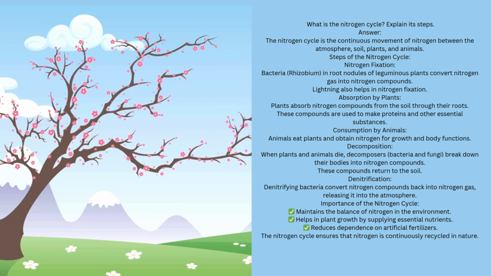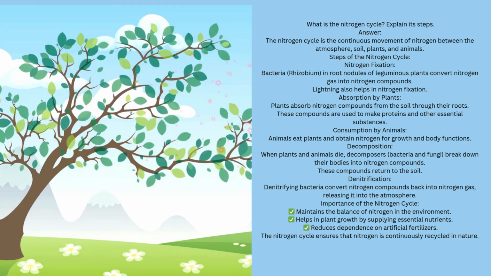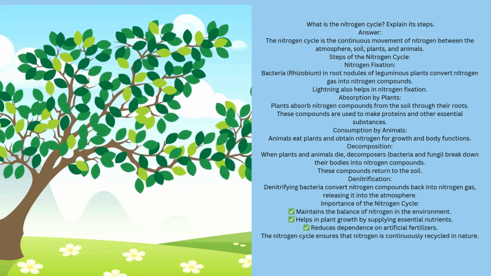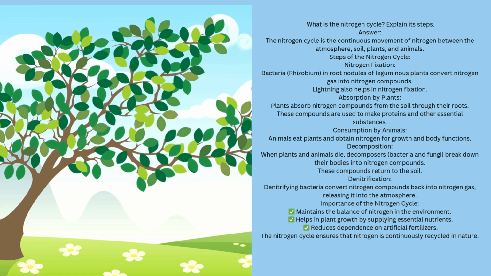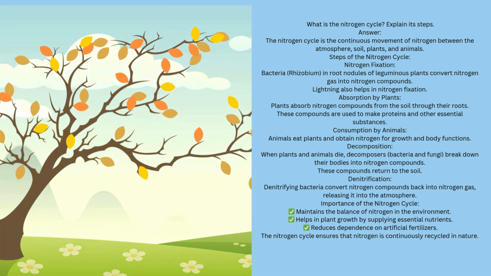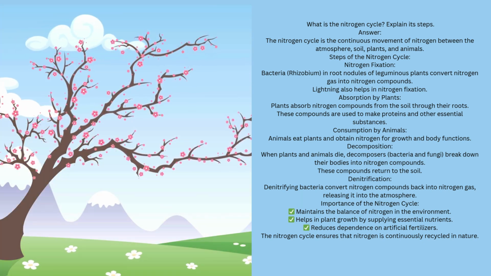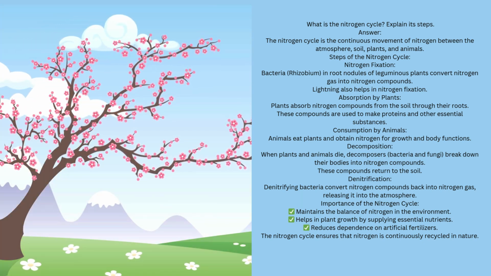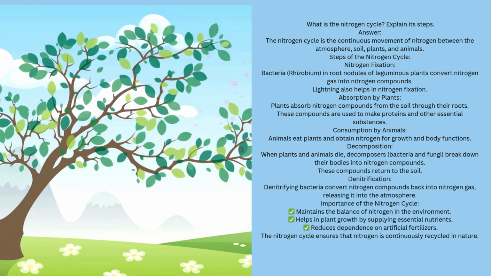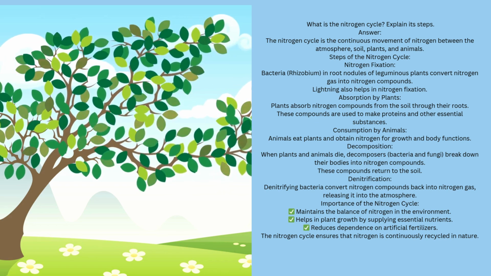Next is the nitrogen cycle. The nitrogen cycle is a continuous movement of nitrogen between the atmosphere, soil, plants and animals. In nitrogen fixation, bacteria in root nodules of leguminous plants convert nitrogen gas into nitrogen compounds. Consumption by animals: animals eat plants and obtain nitrogen for growth and body function.